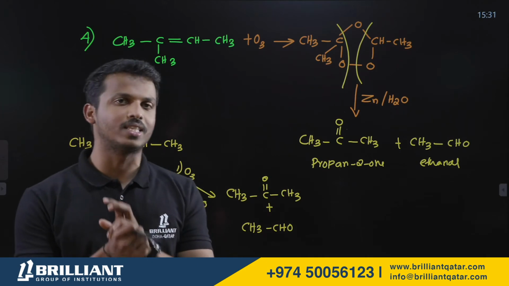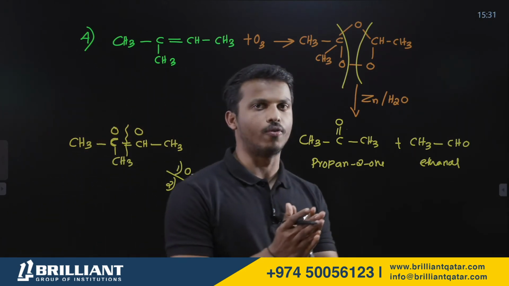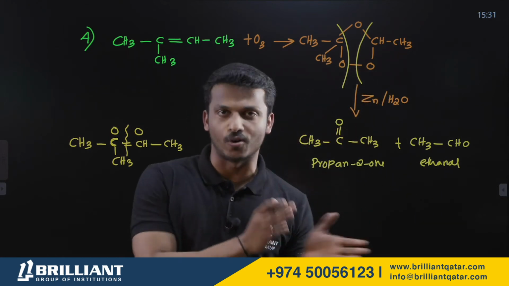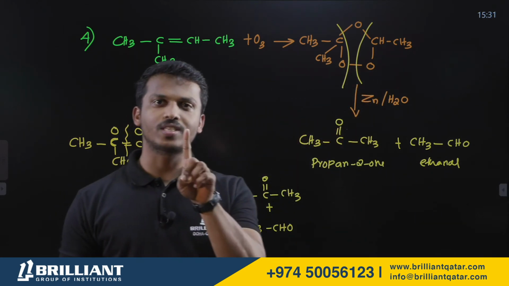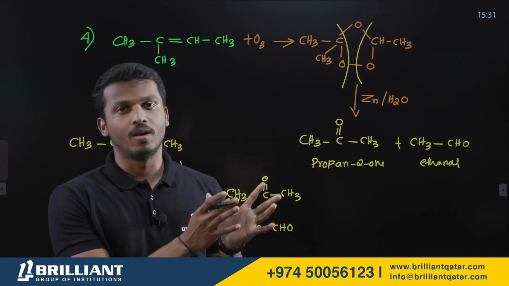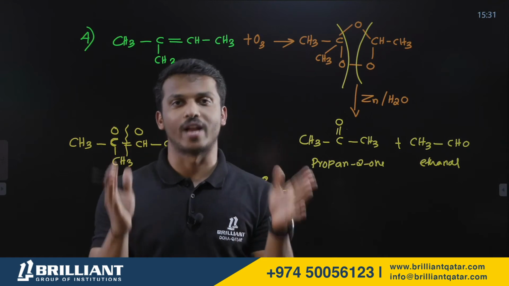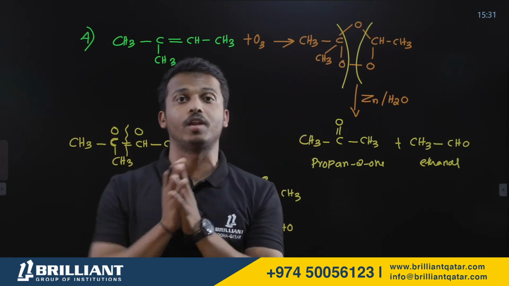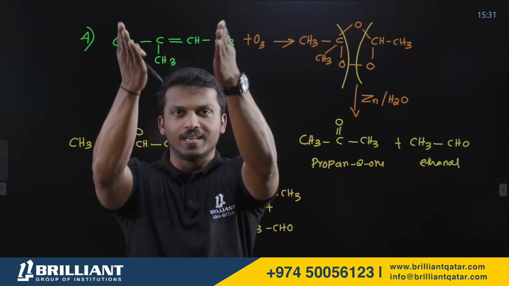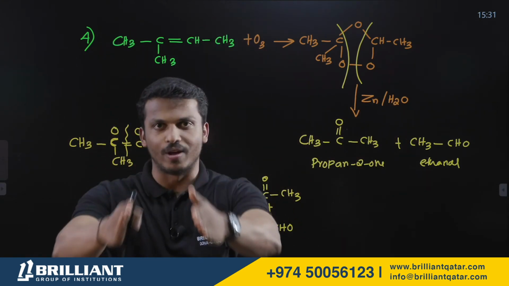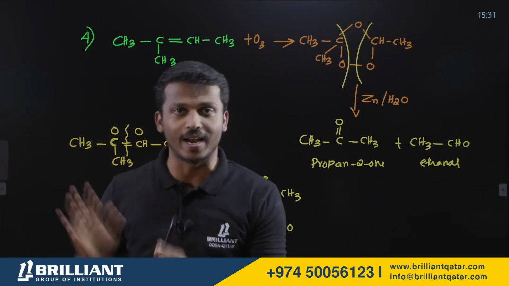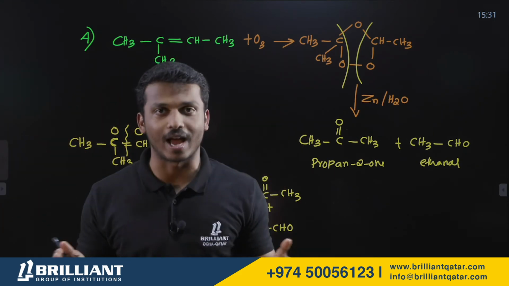So ozonolysis is a conversion of alkenes into aldehydes and ketones. It has two steps. First, addition of ozone. Second step, the breaking of the bond. What is the ring structure called? Ozonide. All the ring compounds we will collectively call ozonide. Ozonide is split by zinc and water. This is the way of breaking. The upper oxygen goes with zinc as zinc oxide, and what you have on the left side and right side, that is your product.